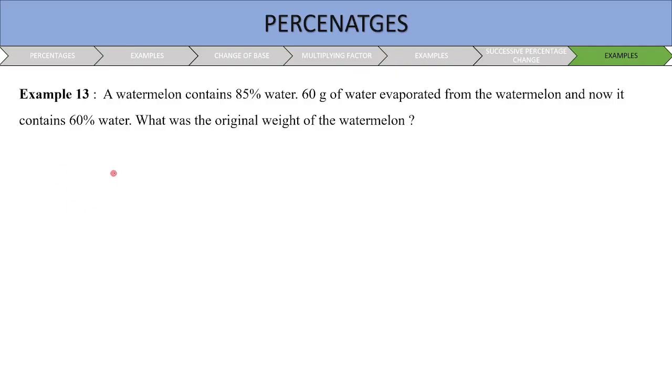18. A watermelon contains 85% water. Now this is also a very important sum, guys. Please pay close attention to this. So a watermelon contains 85% water.